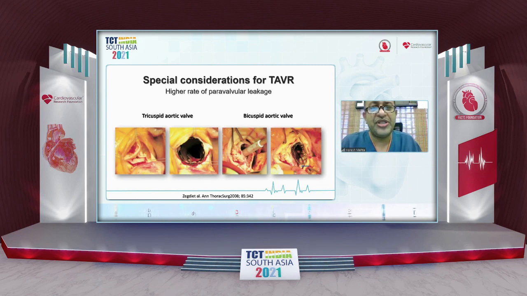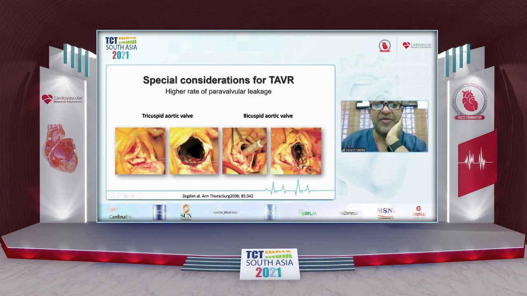So this is what you see, and many a times in a bicuspid aortic valve, you can see that you leave spaces behind the valve frame which can leak, and that is one of the major problems that they found in these studies, and that's why they were excluding initially bicuspid aortic valves in the randomized trials.